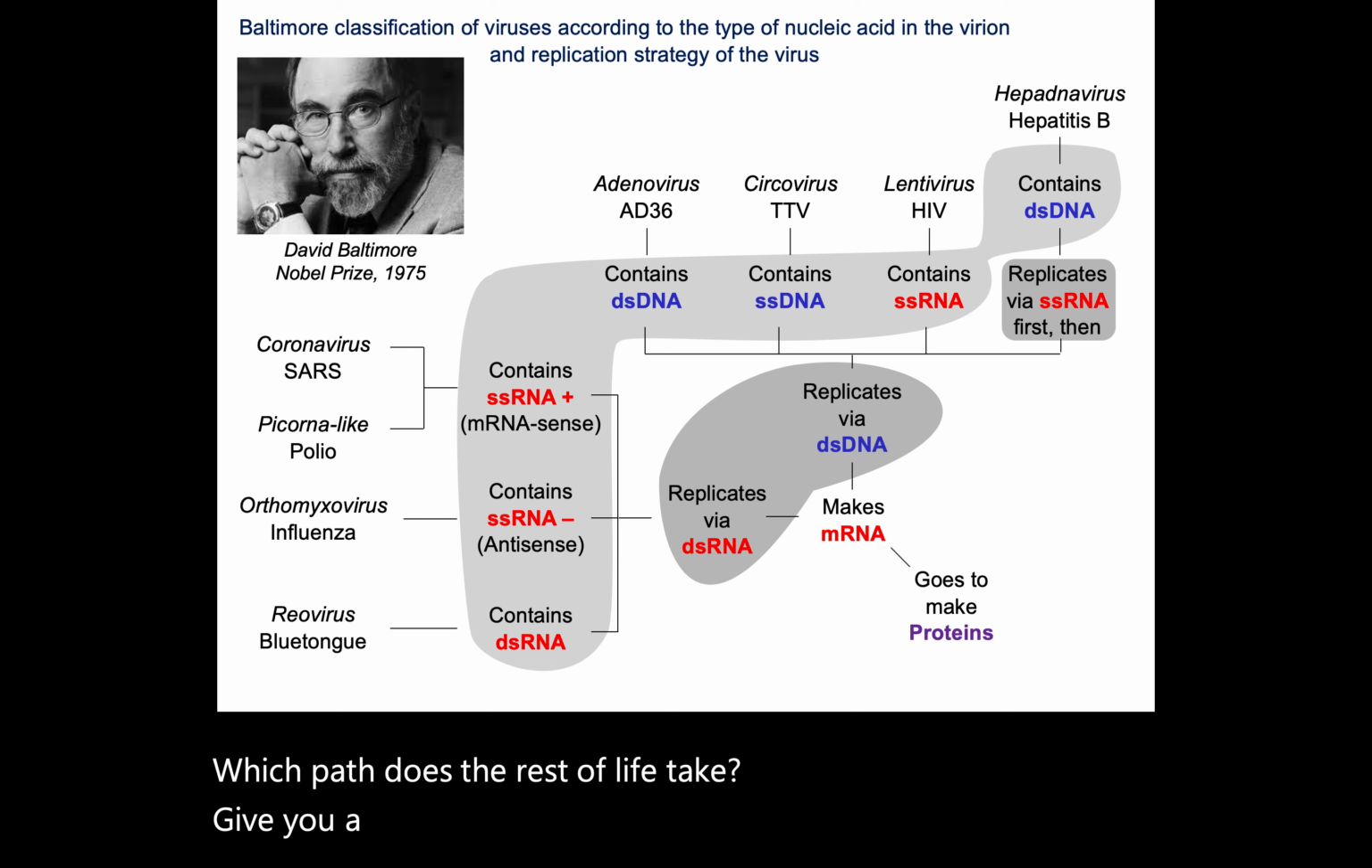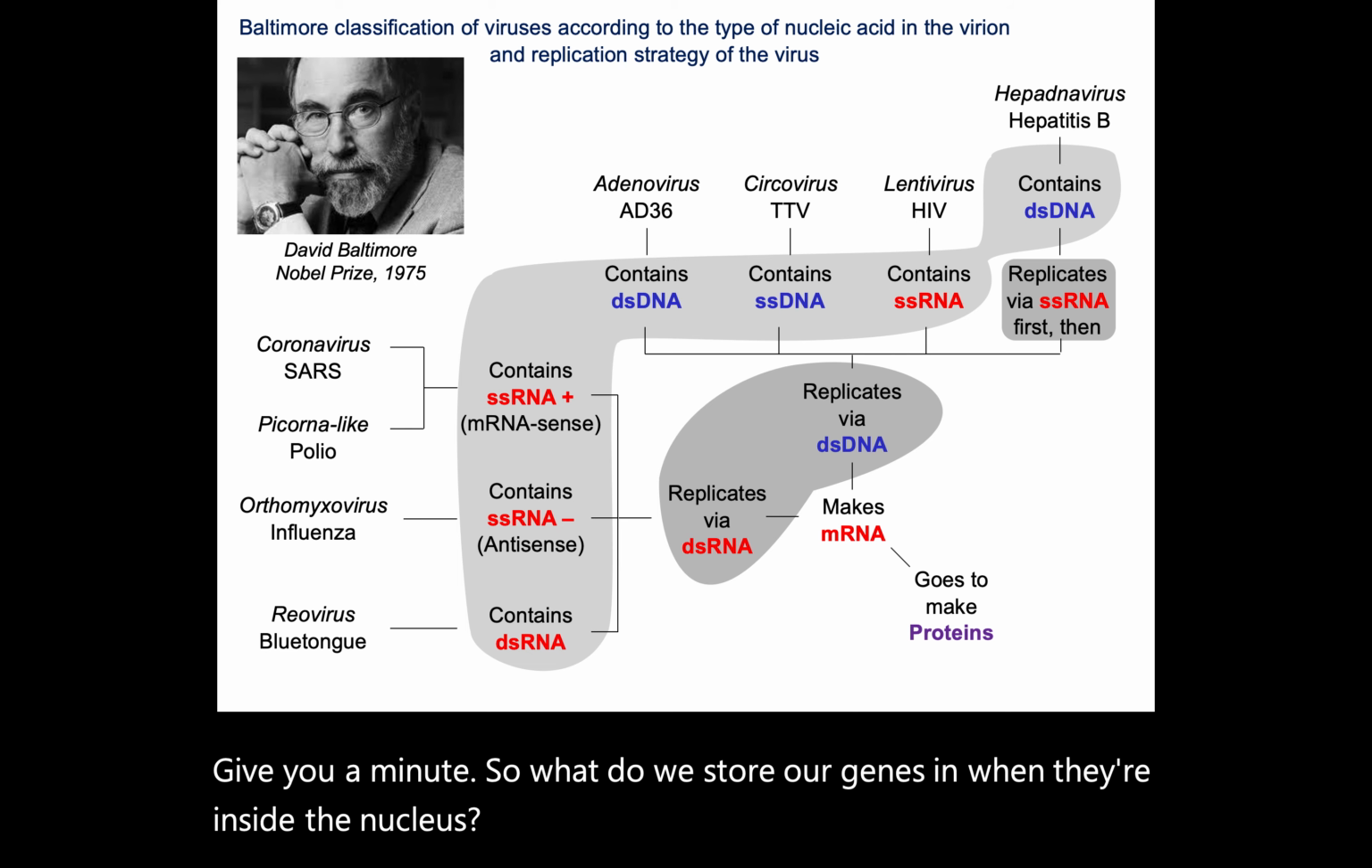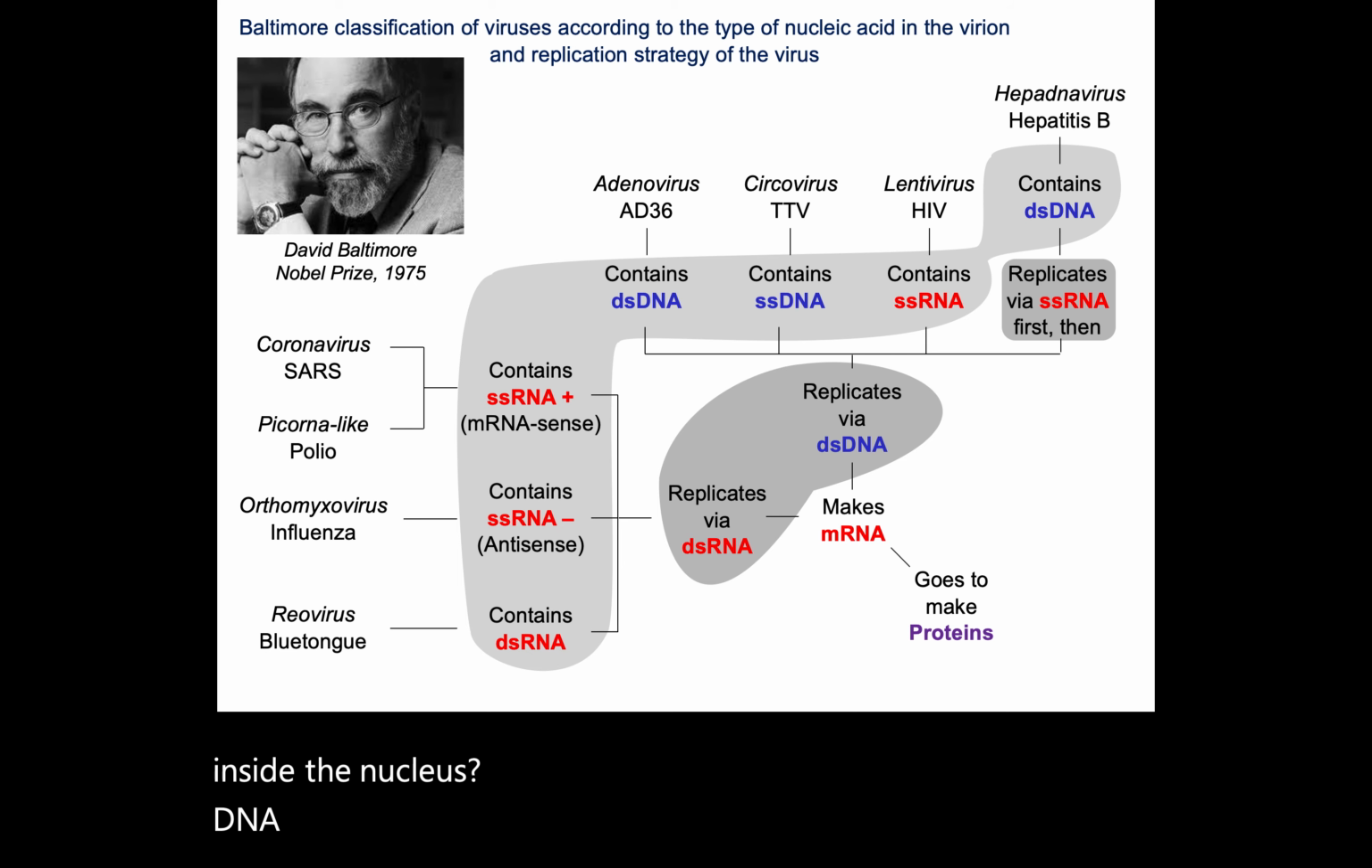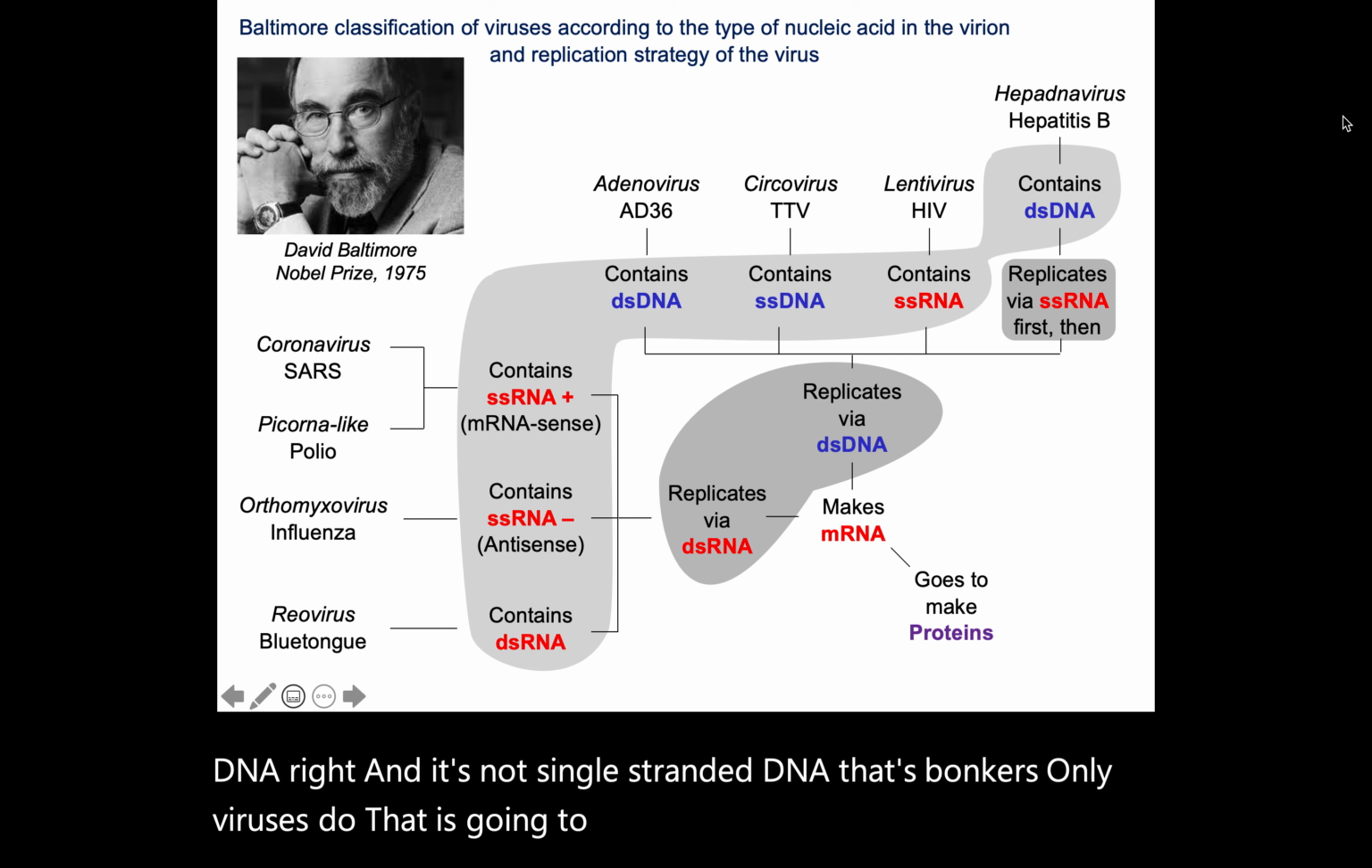So what do we store our genes in when they're inside the nucleus? DNA, right? And it's not single-stranded DNA. That's bonkers. Only viruses do that. It's going to be double-stranded DNA. So we're either going to look like this or we're going to look like this.